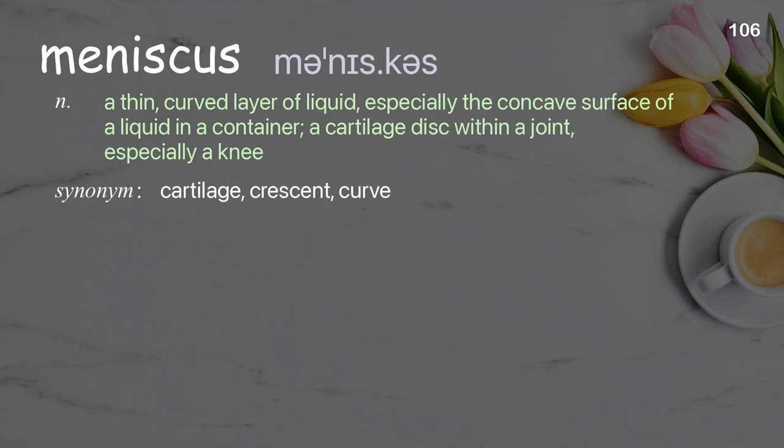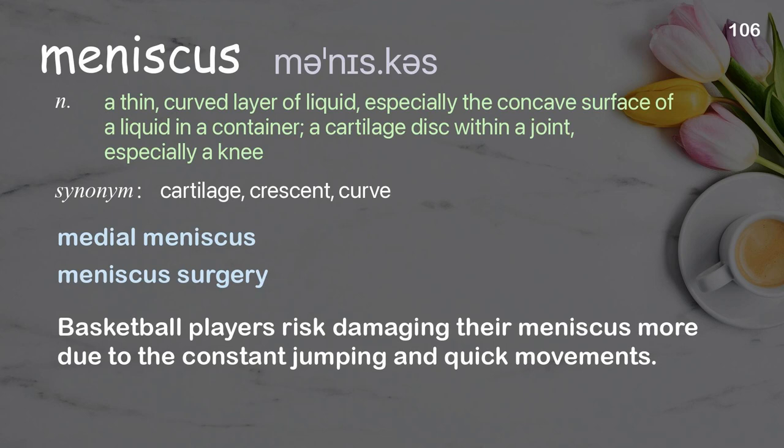Meniscus. A thin, curved layer of liquid, especially the concave surface of a liquid in a container, a cartilage disc within a joint, especially a knee. Examples: medial meniscus, meniscus surgery. Basketball players risk damaging their meniscus more due to the constant jumping and quick movements.